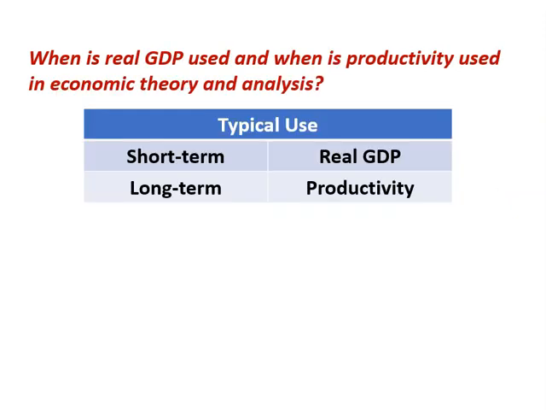When is real GDP used and when is productivity used in economic theory and analysis? Typically, if we are looking at short-term behavior of the economy, real GDP will be the focus. However, if we are looking at the long-term behavior of the economy, that could be shaped by changes in efficiency, then productivity measures would be the focus. Obviously, productivity draws attention to the inputs, while real GDP is concerned with the amount of output. However, both measures are tied conceptually to the production function.